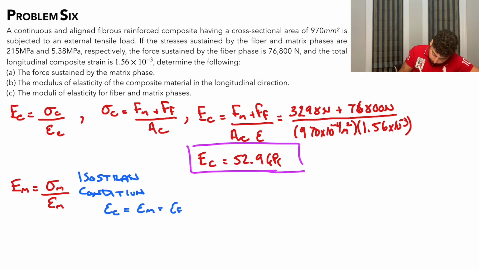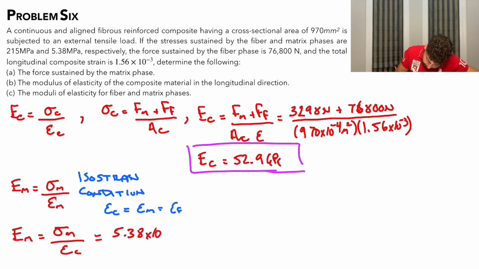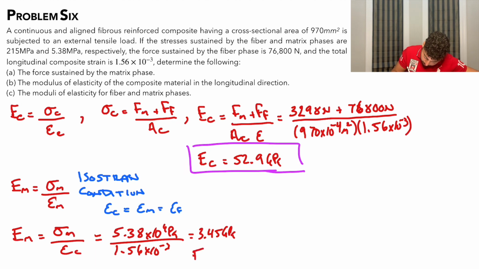And therefore, we can write the modulus of the matrix is equal to the stress on the matrix divided by the strain of the composite. So we can write our stress on the matrix, which is 5.38 times 10 to the 6 pascals divided by 1.56 times 10 to the minus 3, and that's going to give us a value of 3.45 gigapascals. Therefore, we can say that the modulus of the matrix is equal to 3.46 gigapascals.